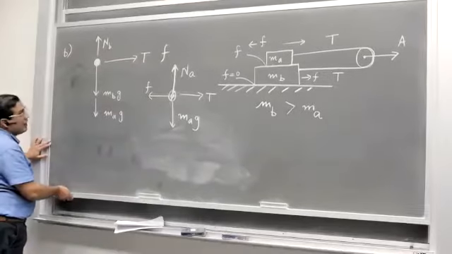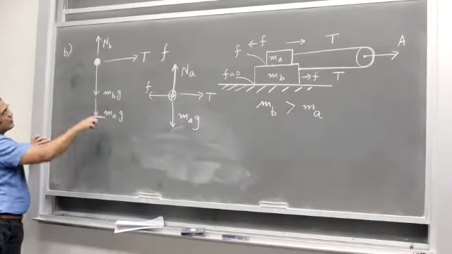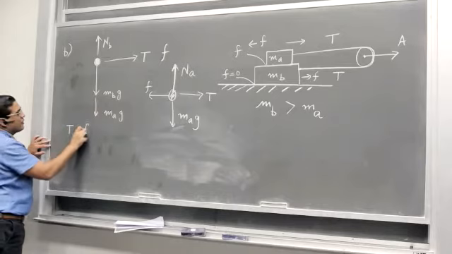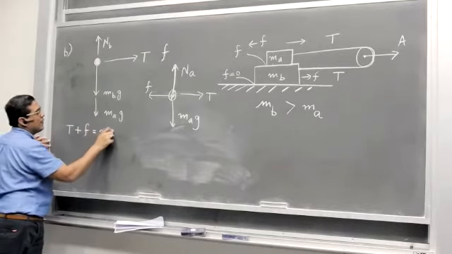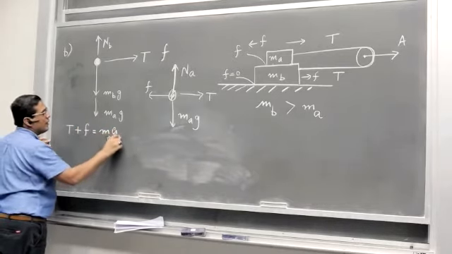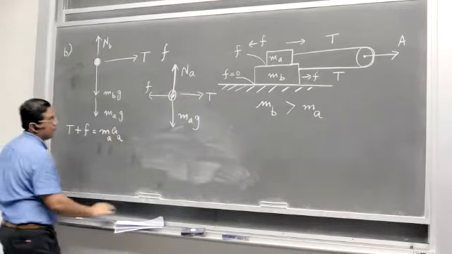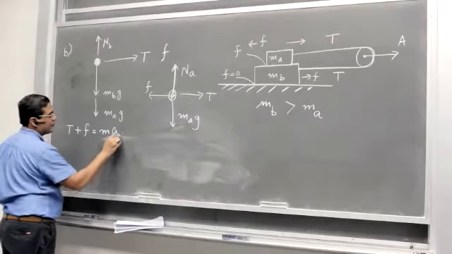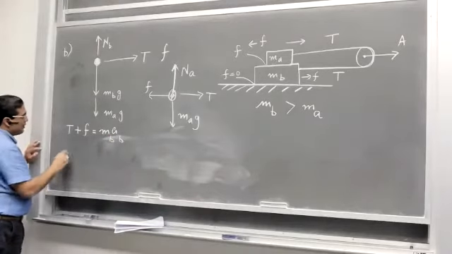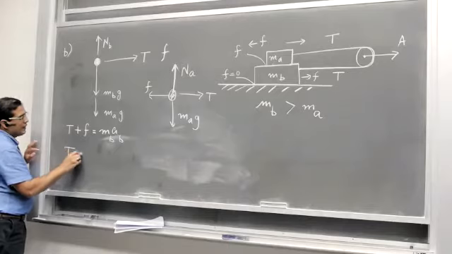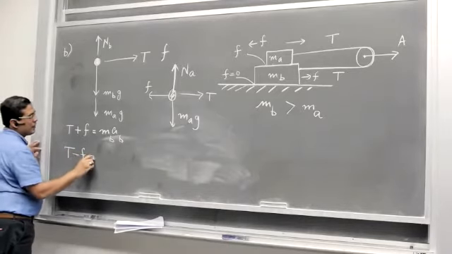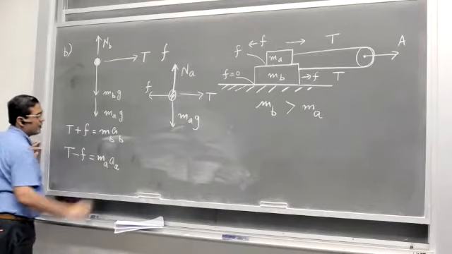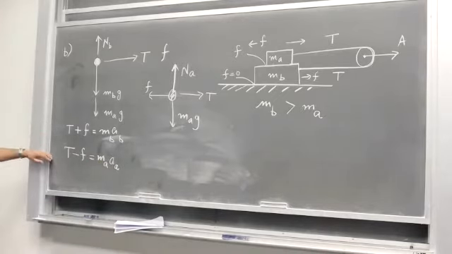So let's write the equation in the horizontal direction for this. So we have tension, we have friction equals m_A a_A. Oh no, this is B, sorry. This is object B. Okay, and then you have T minus f equals m_B a_B. All right.